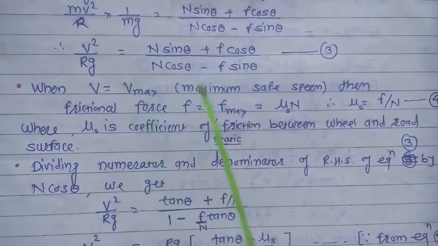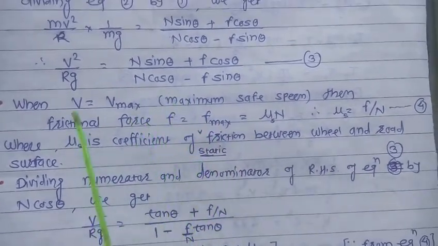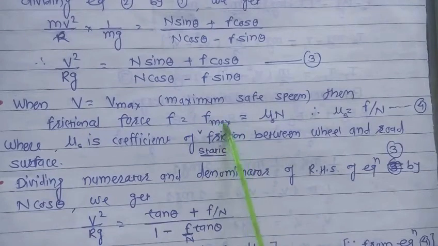Now when the vehicle moves with a maximum speed, then what happens? The frictional force becomes maximum, that is equal to mu s into N, where mu s equal to coefficient of static friction and is equal to F upon N. Mu s equal to F upon N. Mu s is the coefficient of static friction, note down here.